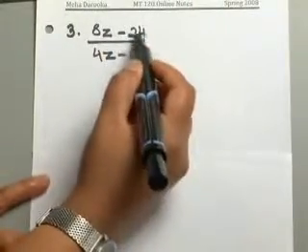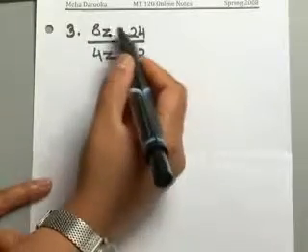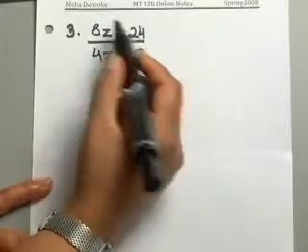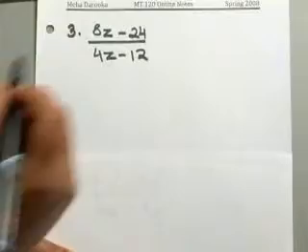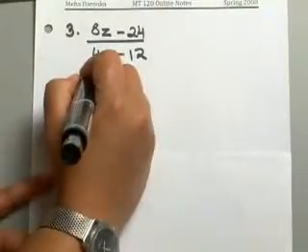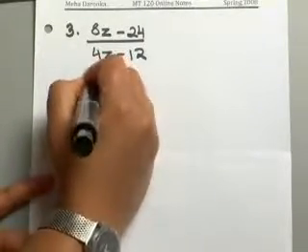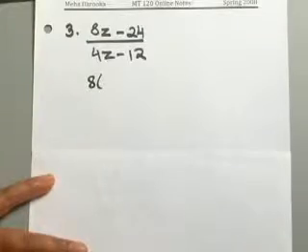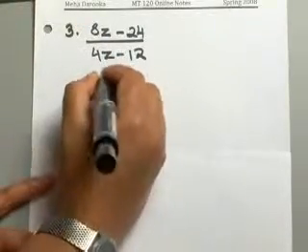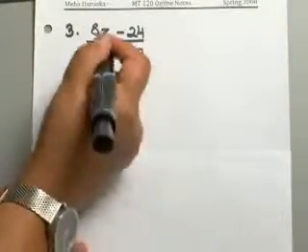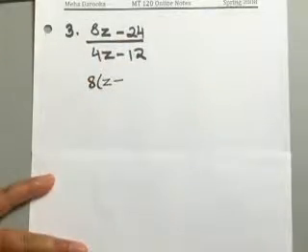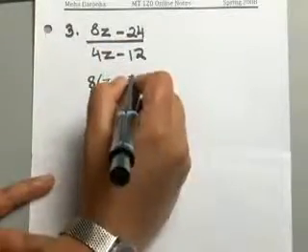So let's see. Between 8z and 24, you can pull out a greatest common factor. You can see 8 will go into 24 as well. So if you pull out the 8 as your greatest common factor, you're left with z from the first term, and then 24 divided by 8 will give you 3.